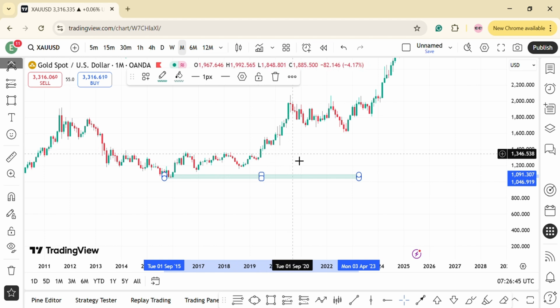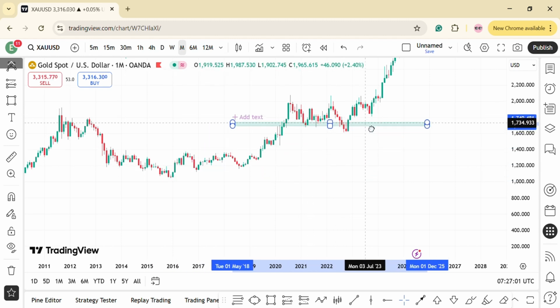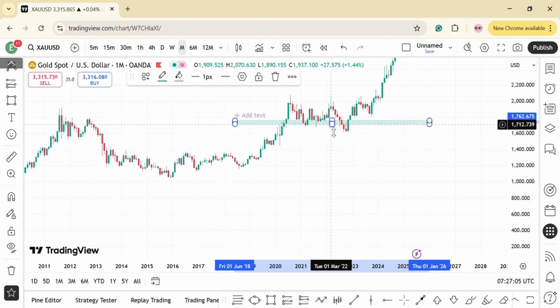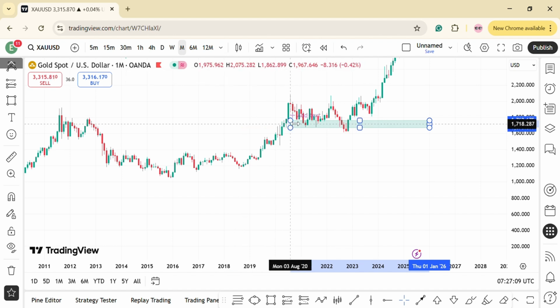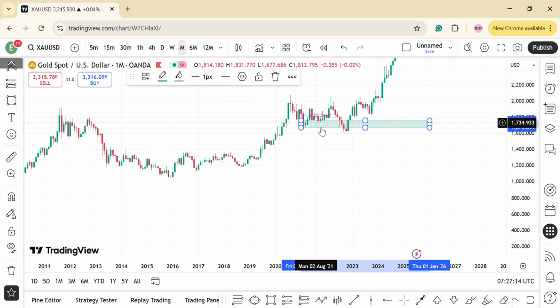Now let's look at the one where price pushed down. There's an imbalance here. This is it. There's an imbalance between the first candle and the second candle. You can see our price entered into the demand zone here, into the demand zone here. You can see our price enter into the demand zone and then push to the upside.